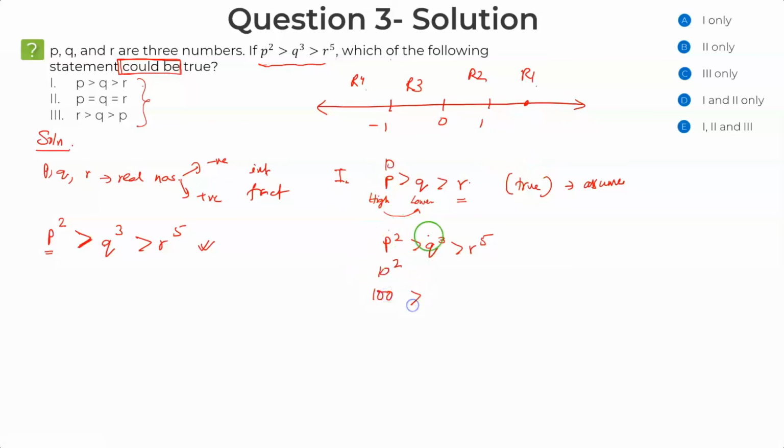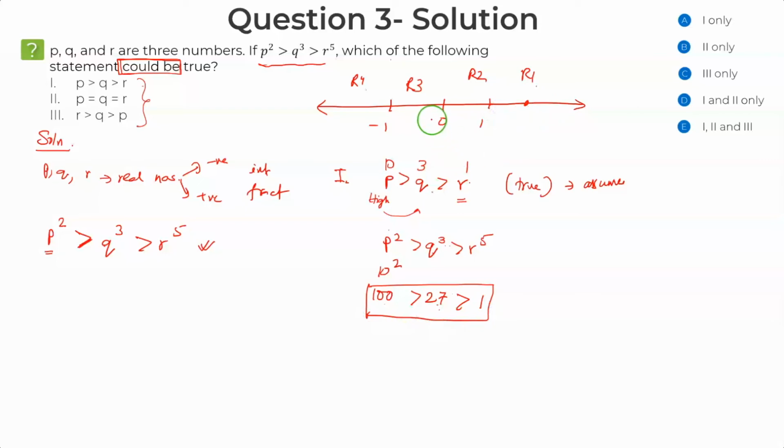Now I need to choose a value of Q so that when I do a cube of that, I get a value which is less than 100. So for example, I can take Q as 3, because if Q is 3, then Q cube would be 27, which is fine. And R, I can simply take it as 1 for the sake of simplicity. Obviously 1 is not included in region 1, but it is one value that I'm taking.